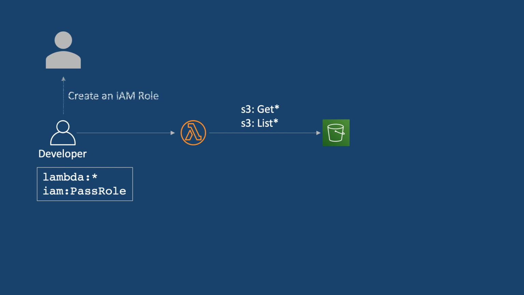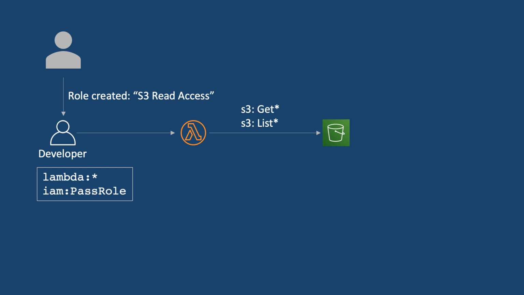So she comes to you and says, can you create an IAM role for me? You create the IAM role with the required permissions, and it's called S3 read access. Now the developer is able to pass the role to the Lambda function so it can access the S3 service.